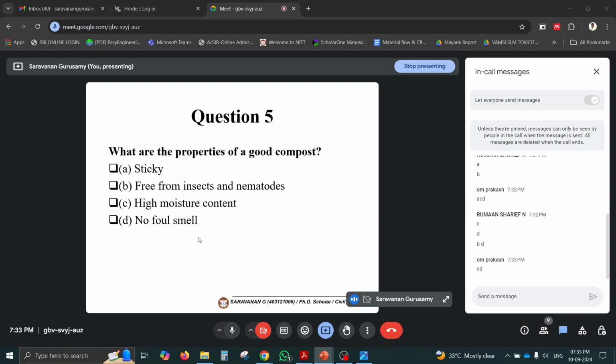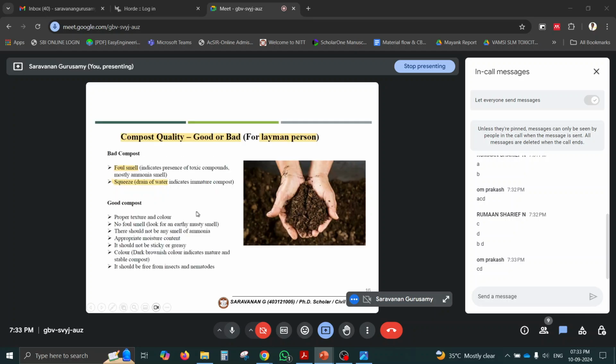If you press the compost, it will drain water. It should not. It should have some optimum moisture content. It will be like a dry condition only. It should not have high moisture content. So options B and D are correct: free from insects and no foul smell. Bad compost will have high moisture content. Okay.